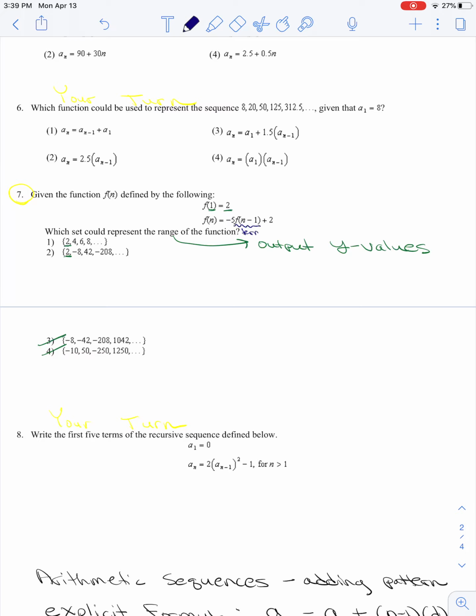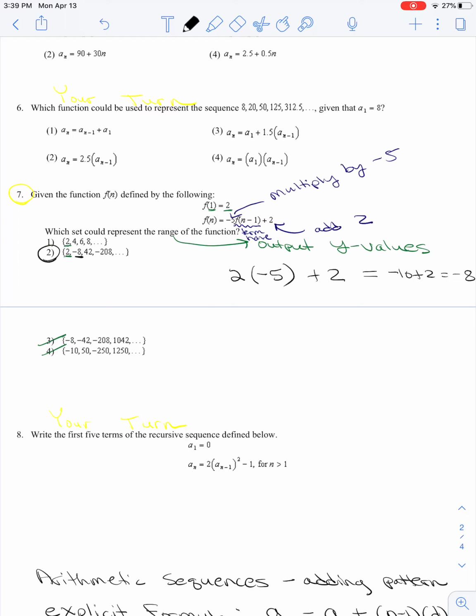So let's see what the pattern is describing. So this is saying, this is the term I have. So we're going to take the term I have, multiply by -5, and then add 2 to it. So let's try that out. So the term that I have so far is a 2, right? My formula is saying multiply that by -5 and then add 2. So if I did that, I would get -10 plus 2, which is -8. So the second term, my second output should be -8. So the correct answer for number 7 is choice 2.